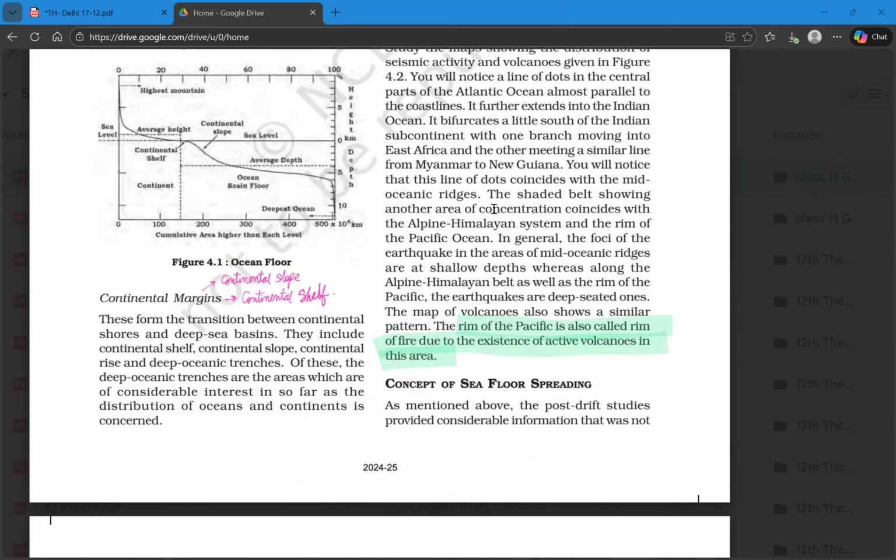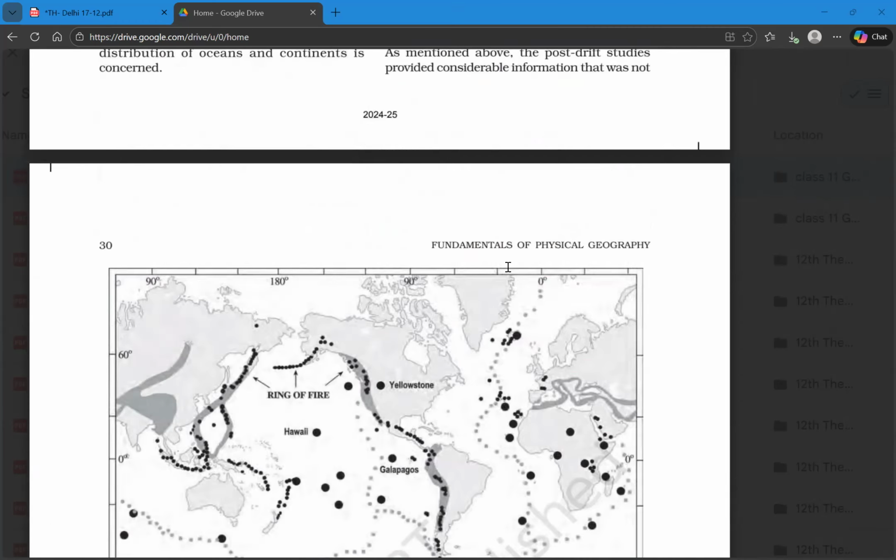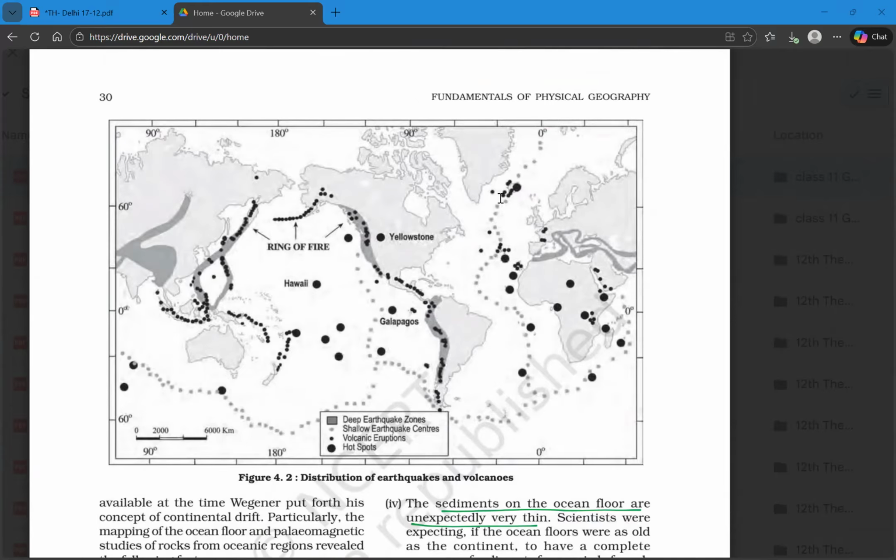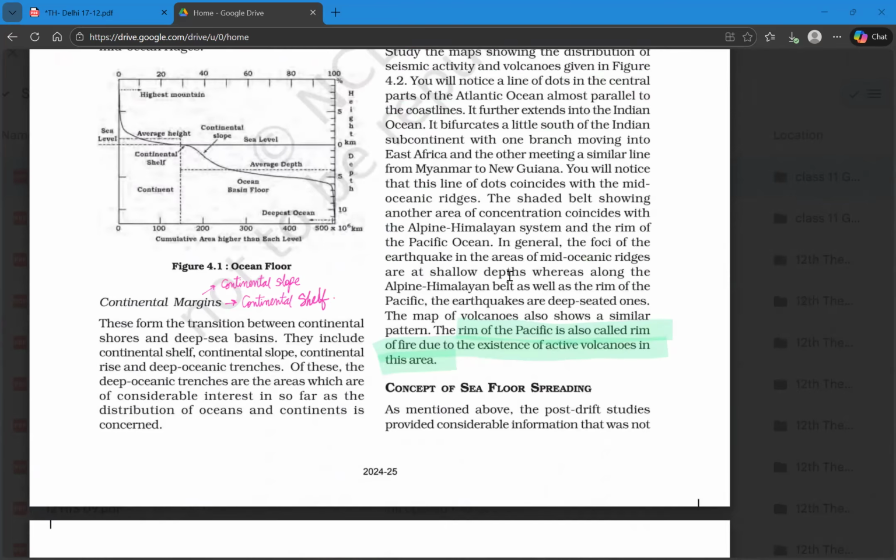In general, the foci of the earthquakes in the areas of mid-oceanic ridges are at shallow depths, whereas along the Alpine Himalayan belt as well as the rim of the Pacific, the earthquakes are deep-seated. So we will see one difference here regarding the foci. The foci of earthquakes in the areas of mid-oceanic ridges, that is in the sea here, are of shallow depth. But along the Alpine Himalayan belt and also the rim of the Pacific, the earthquake foci are deep-seated ones.